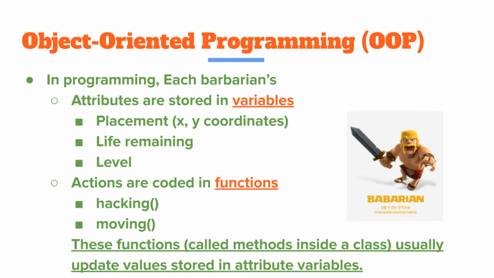Although they are located in different places, with functions located outside of a class and methods located inside of a class. Typically, these methods are used to update the values stored in attribute variables, whether these attribute variables are related to the barbarian itself, or to a building it's attacking, a wall it's attacking, or another troop it's attacking. So essentially, that is the point of these methods, right? These methods are going to perform the actions that each one of these barbarians is capable of doing.